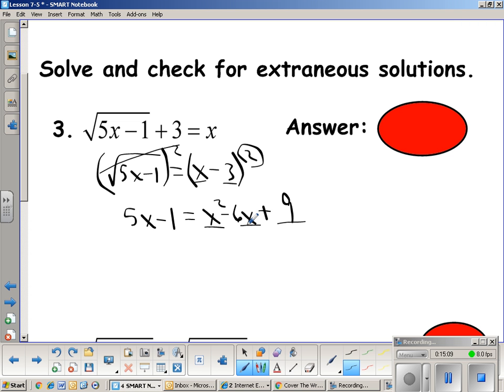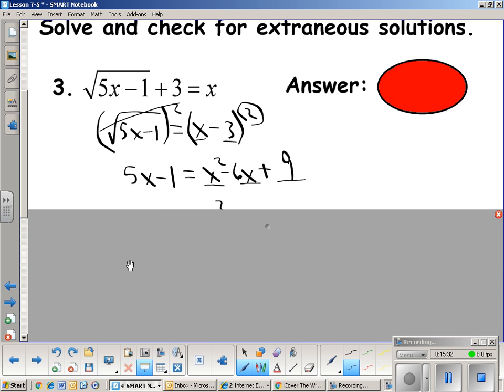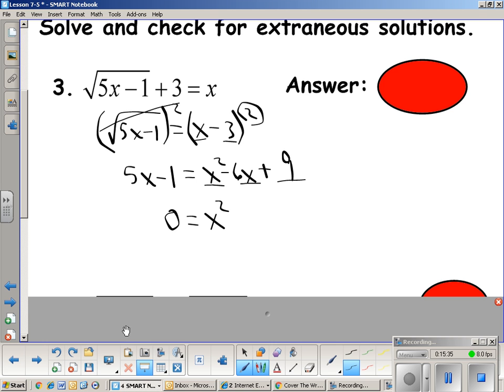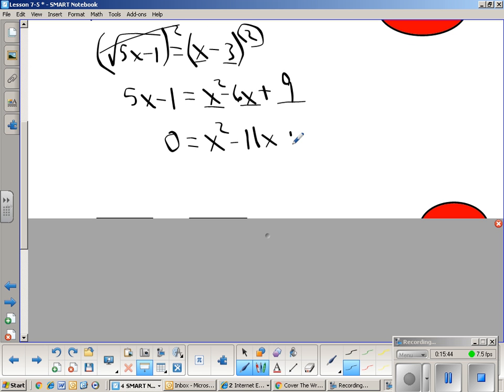Solve for x. Finish solving for x, which means now I have a quadratic, and so to solve a quadratic, we have to set it equal to 0. So I have to move my 5x and my 1 over. When I move my 5x over, I subtract 5x. What's negative 6x minus 5x? Negative 11x. And then if I add 1 to both sides, I get plus 10. So now I'm ready to solve my quadratic.